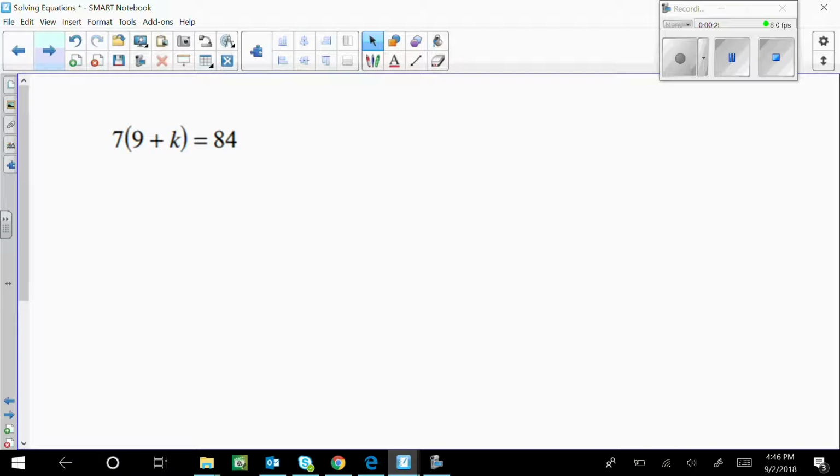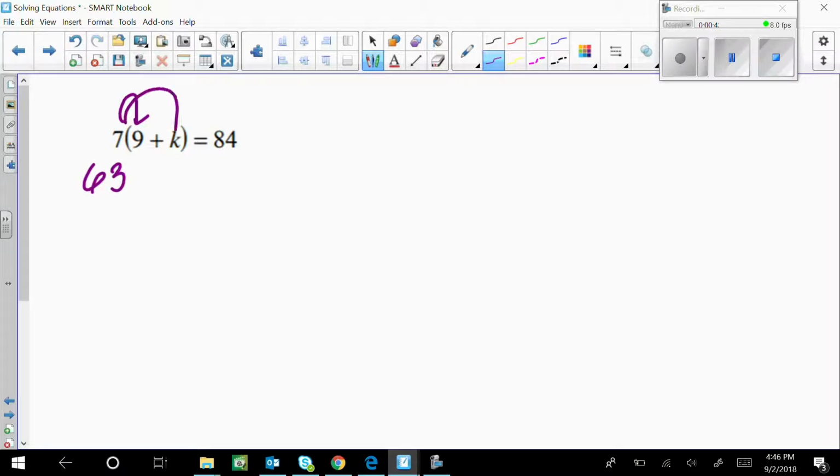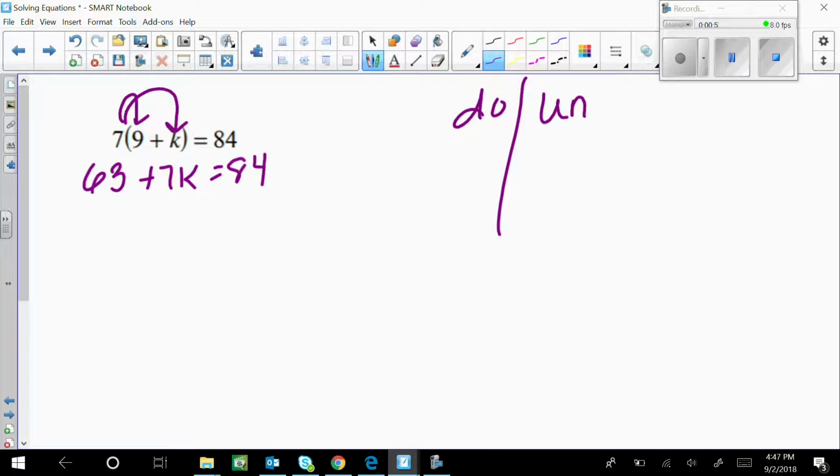So my first problem is 7 times (9 plus k) equals 84. I have distribution that needs to be done, so I'm going to take this 7 times 9, which gives me 63, 7 times k plus 7k, and I just bring down my equals 84. Now, because all of my k's are on one side, I can't combine anything else, so I'm going to go ahead and write out my do and my undo side.